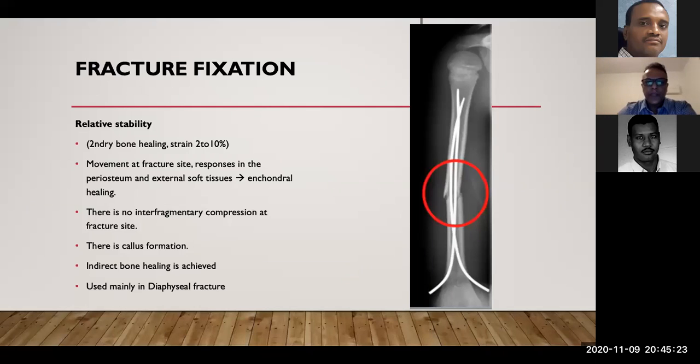There will be, as we mentioned, slight movement at the fracture site, and this provokes a response in the periosteum and external soft tissue to form endochondral healing. There is no interfragmentary compression at the fracture site. There is callus formation, and there is indirect bone healing. And we normally use this type of healing in physeal fractures, where we don't need anatomical reduction.